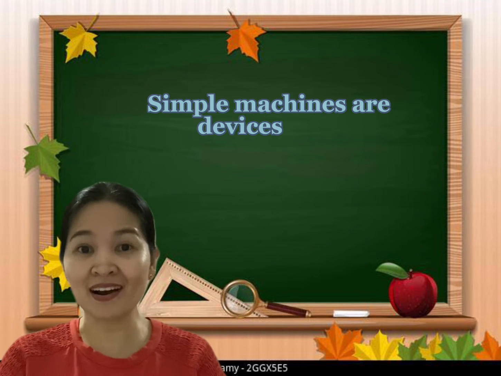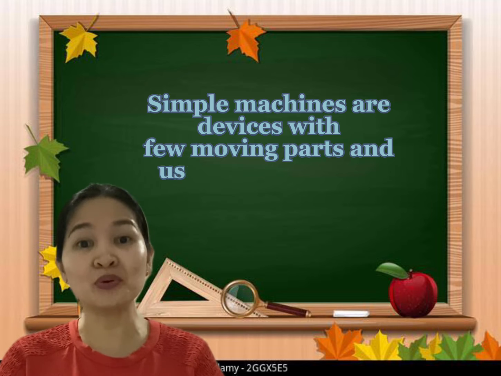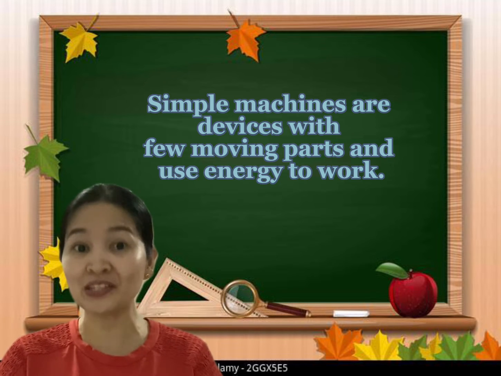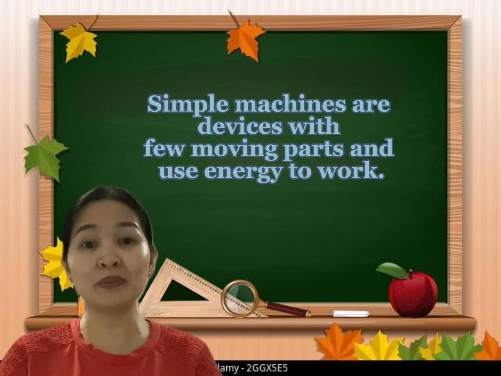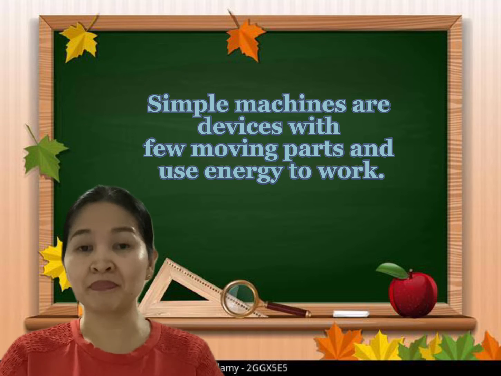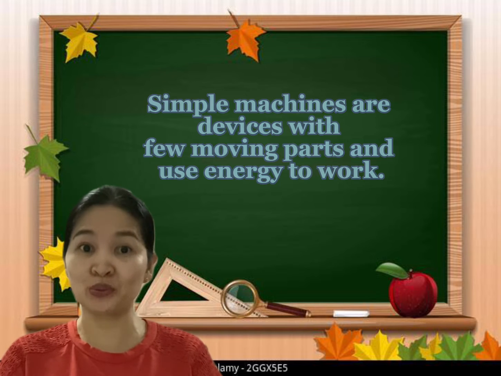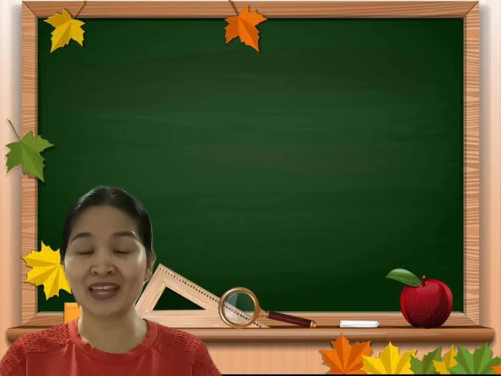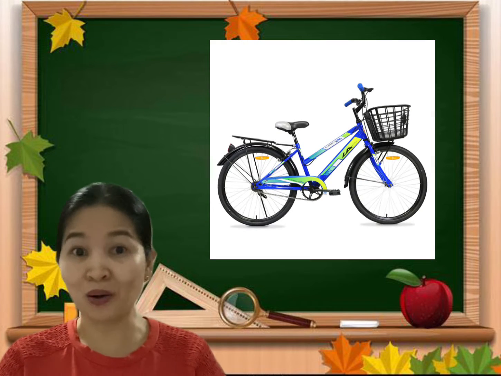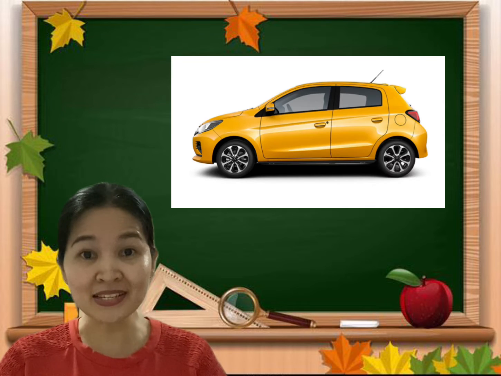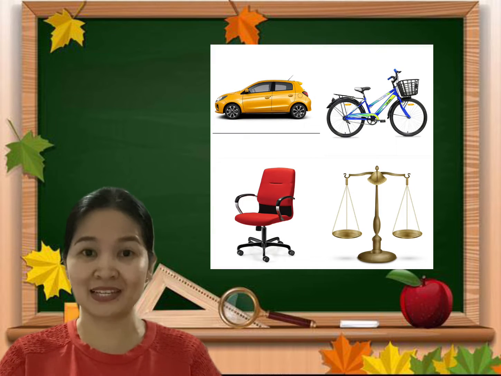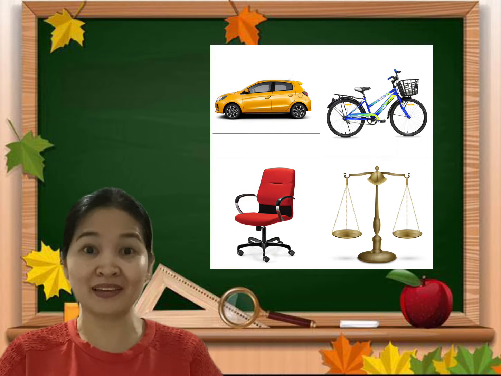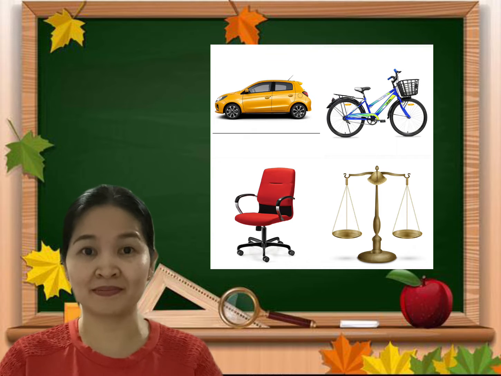Simple machines are devices that have few moving parts and use energy to work. Although they may appear simple, they are beneficial for helping people do many things. Have you wondered how bicycles, cars, or even computer chairs are invented? These are all combinations of simple machines, or we should say compound machines.